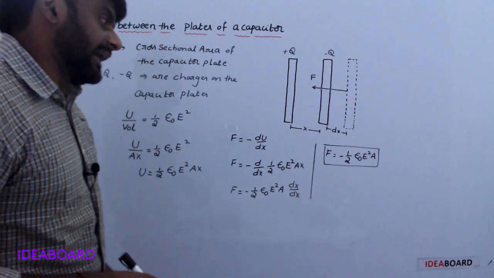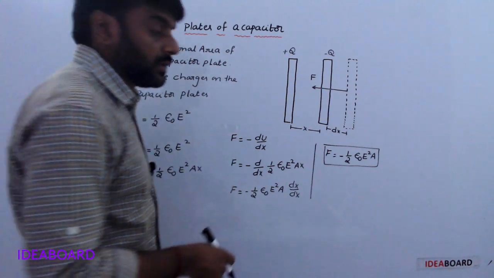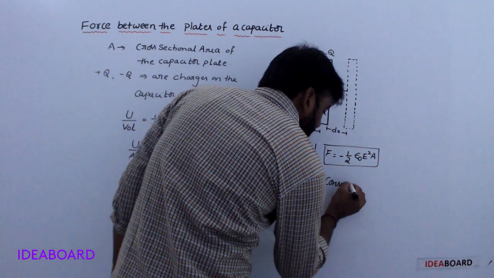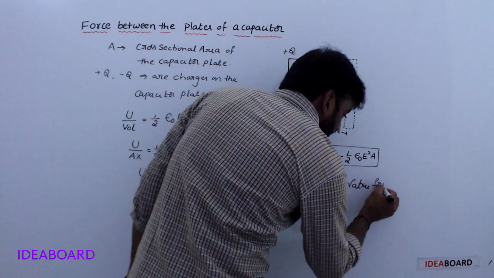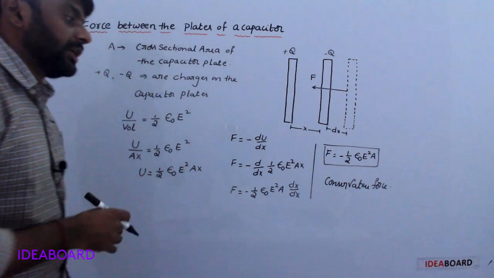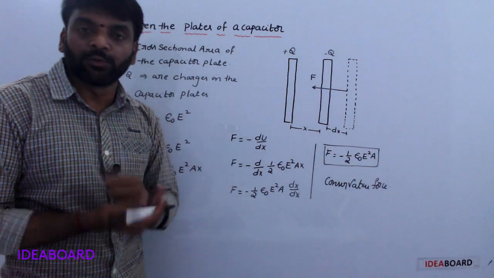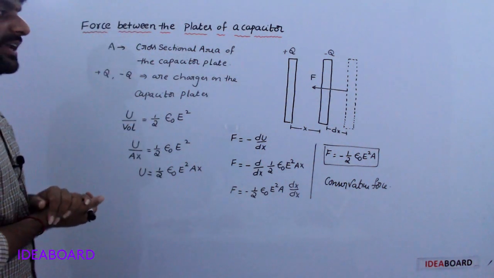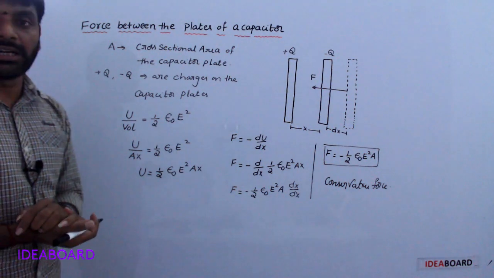The negative sign indicates it is an attractive force. It is a conservative force. So this is the force between the plates of a capacitor. Understood?